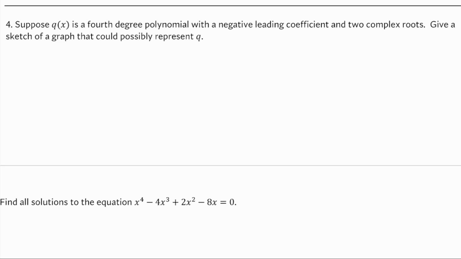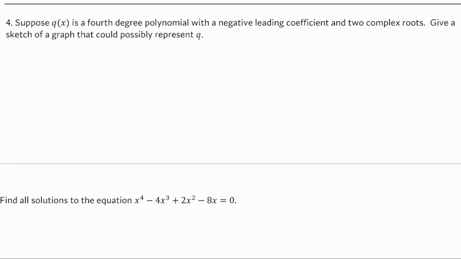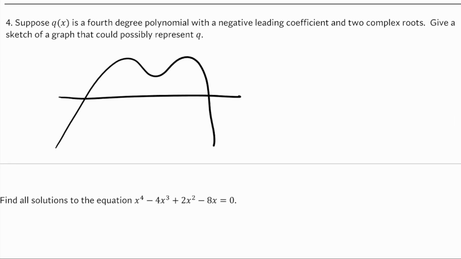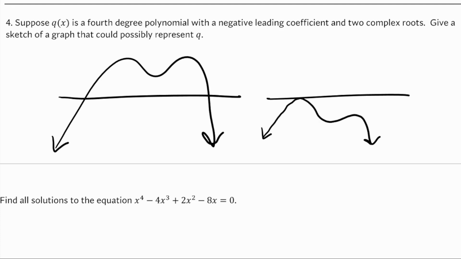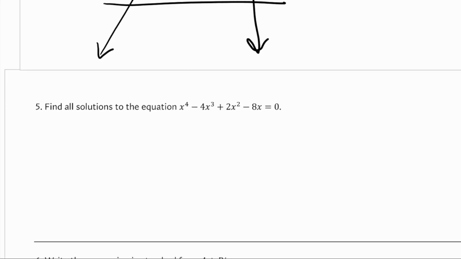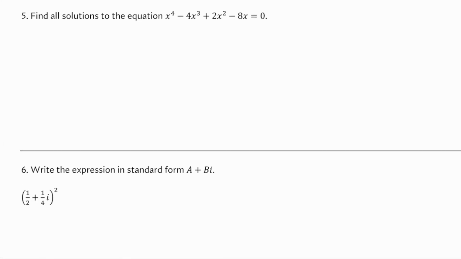If q is a fourth degree polynomial with a negative leading coefficient and two complex roots, a graph that could possibly represent q would look like this. You could do without the wiggles, right? It could just look like a downward facing parabola. But it's going to have that end behavior because of the degree and leading coefficient. And the fact that it has two complex roots means that we could also have one double root, right? It could look like that. Okay, that would also be a potential graph, but I think most of the students in my class gave me something that looked like this, and that was perfectly fine.